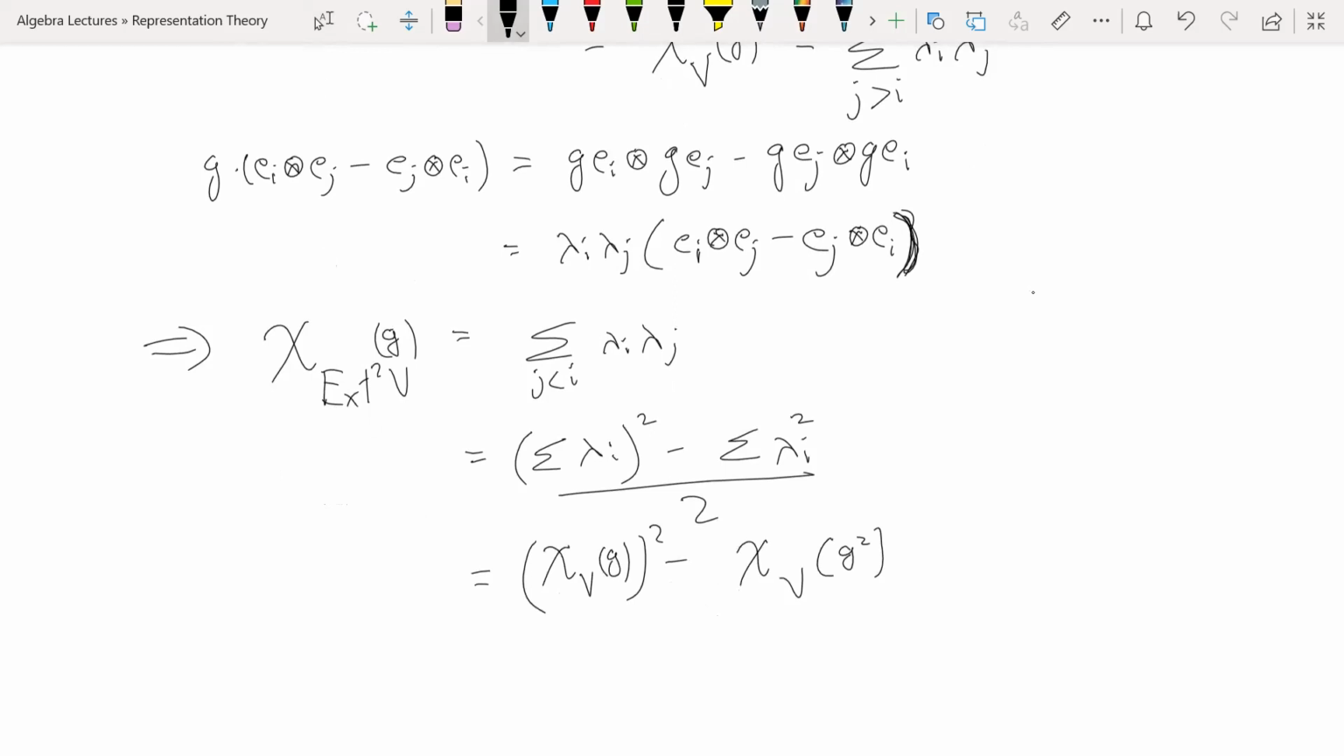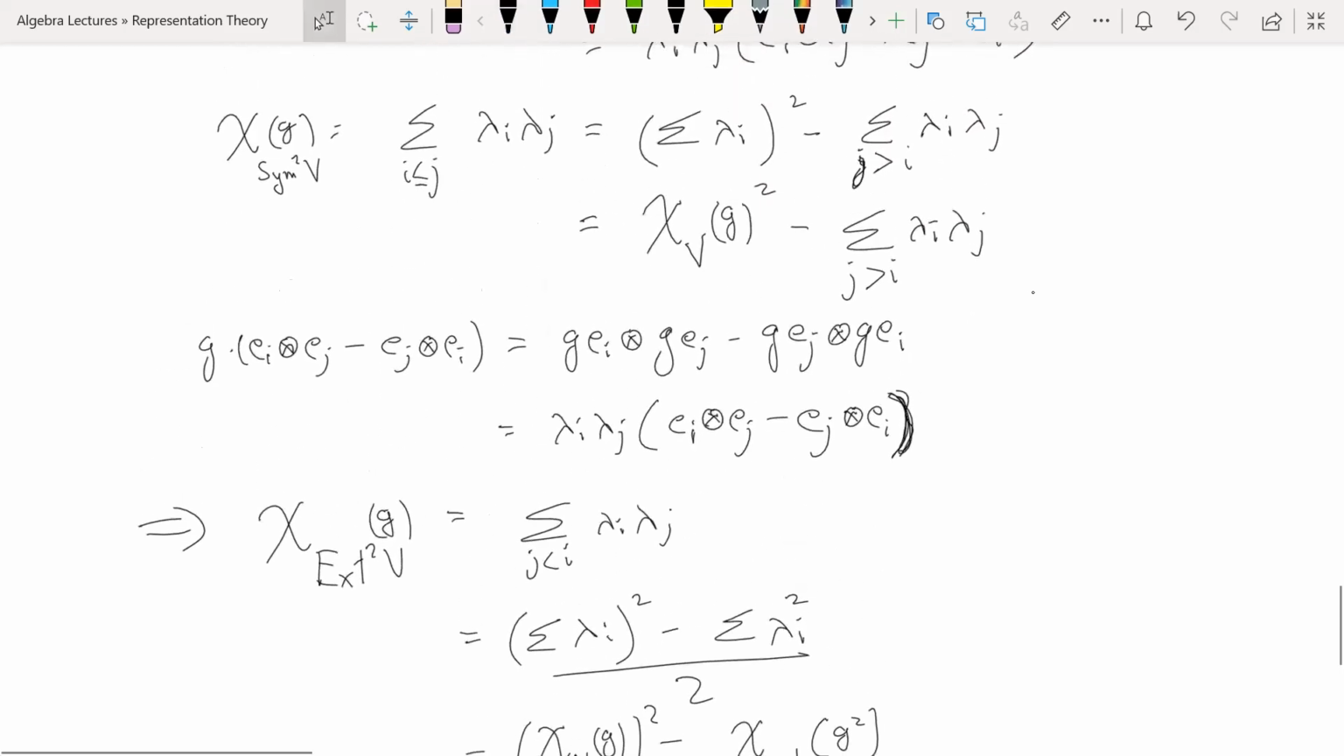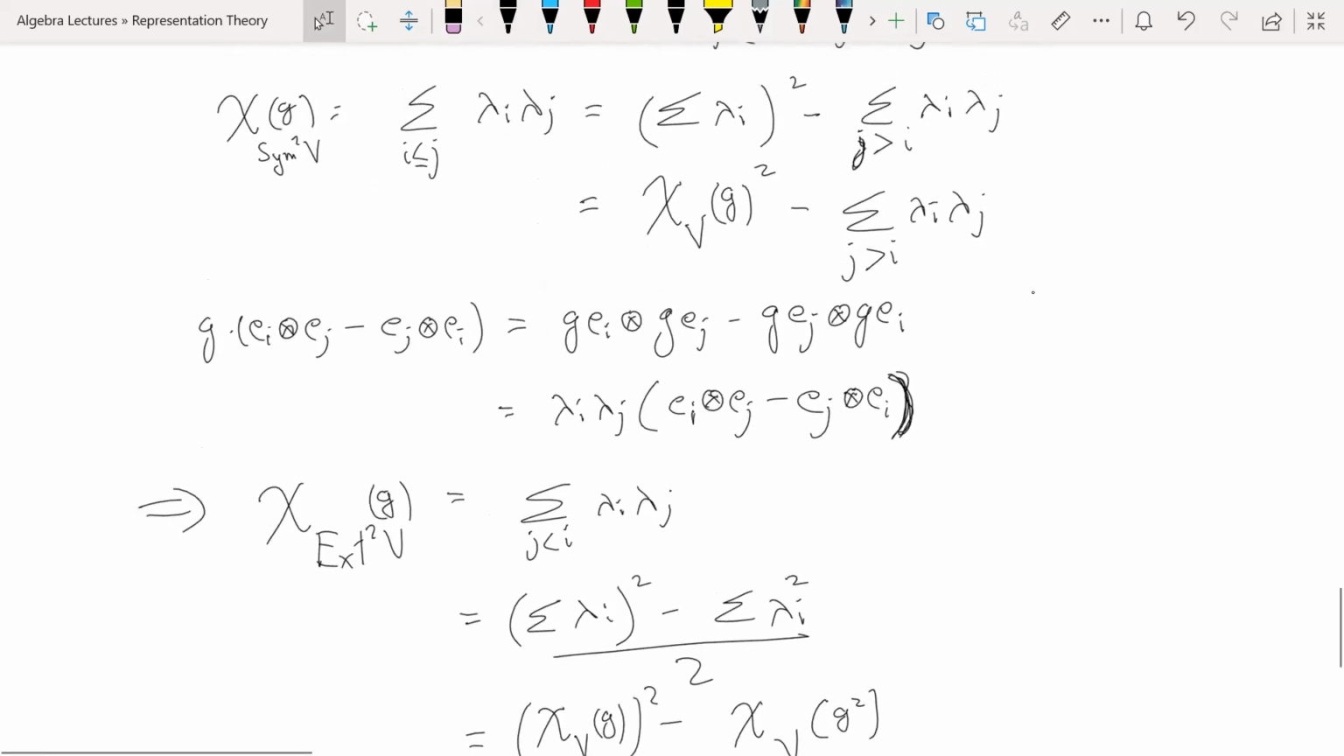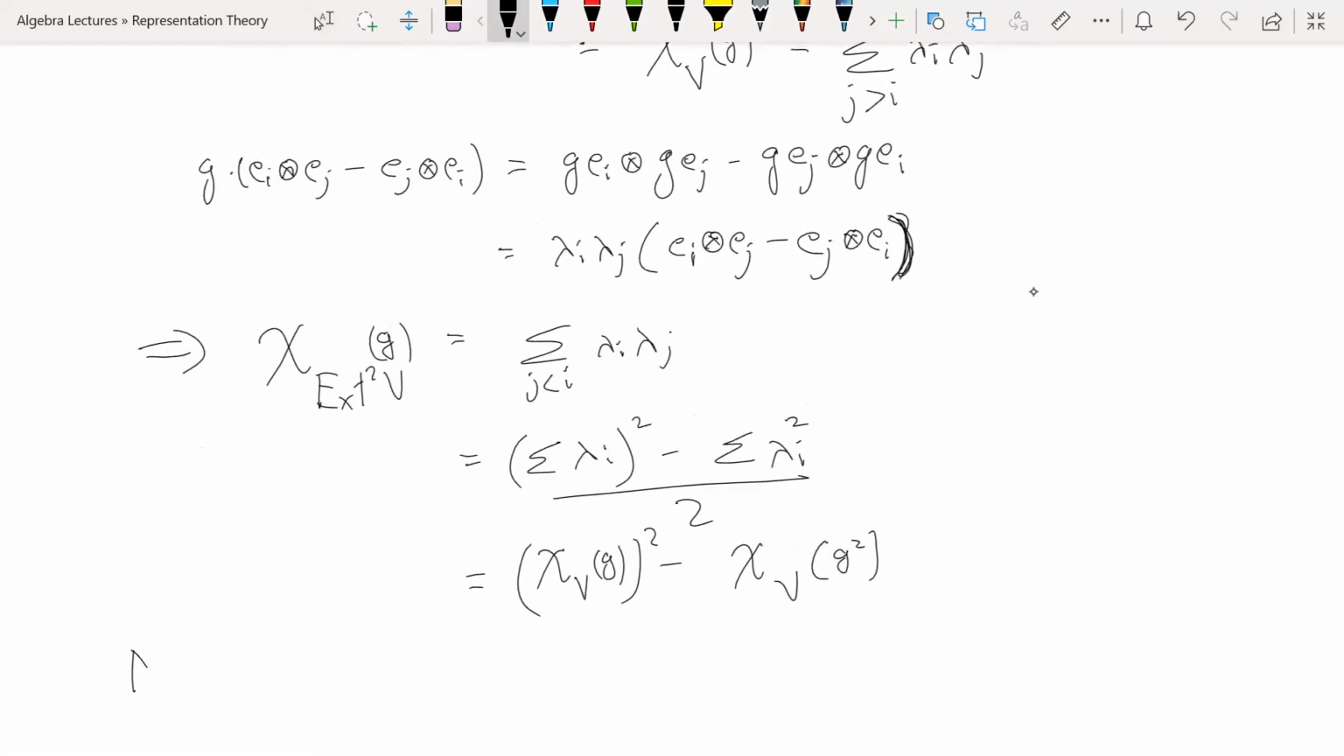And maybe you can get a formula for Sym square V as well. Once you have a formula for wedge square, you can automatically get it for Sym square in terms of this, but of course you can get it directly as well. Note also chi of tensor square V is chi of Sym square V plus chi of wedge square V. So you get the formulas directly.